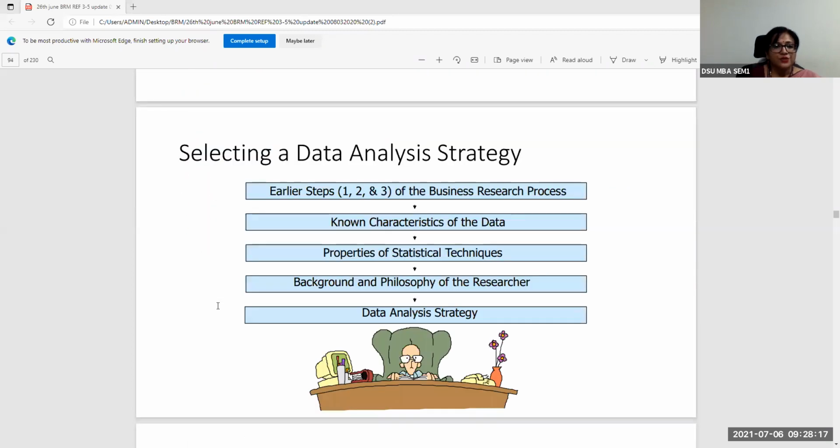All right. So when you're doing a data analysis, certain things that you need to keep in mind is again the fact that research is very systematic and objective in nature. So what does it mean by systematic and objective? Please have a look at the screen, dear students. Selecting a data analysis strategy would depend on, first and foremost, the preceding steps of the business research. So what are the steps of business research?